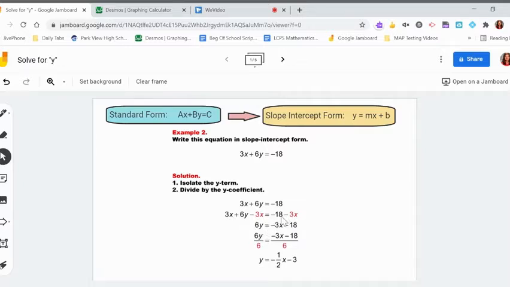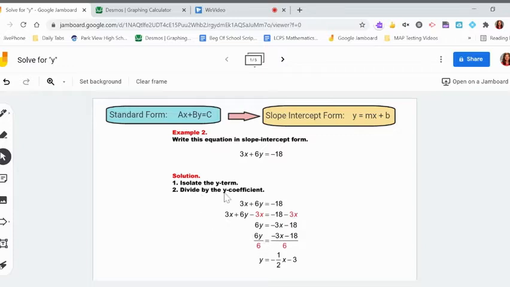Now here, negative 18 minus 3x, these are not like terms, so I cannot combine them. But you'll notice that we switched the order here, negative 3x minus 18, because our slope-intercept form has that x term first. You don't have to do this, it's just we like to do it so it looks like that in the end.